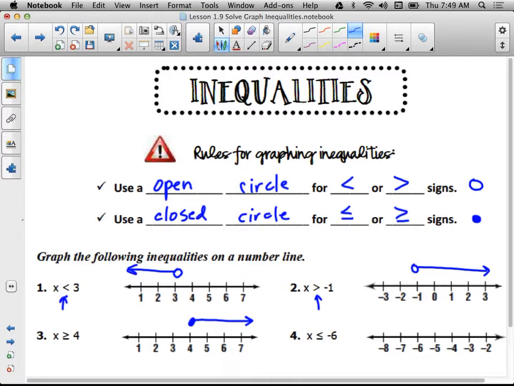Number 4. We've got x is less than or equal to -6. So I'm going to put a closed circle there at -6, that's the boundary point, and we're looking for numbers less than it or equal to, so we're going to go in the less than direction. So that's the basics for graphing inequalities.